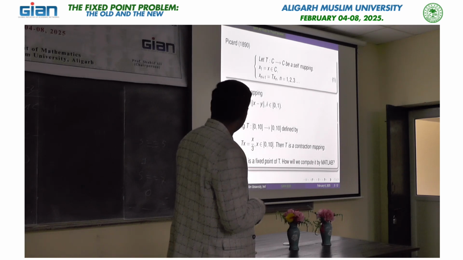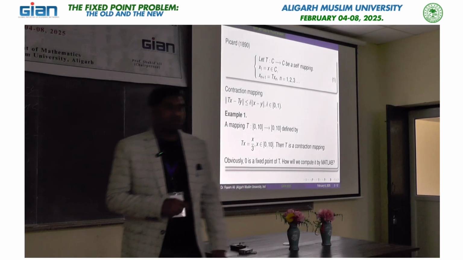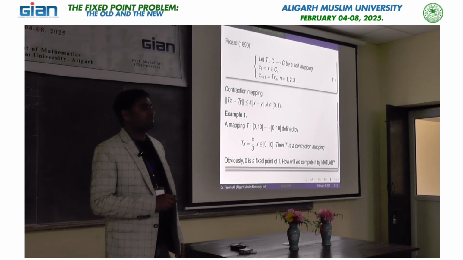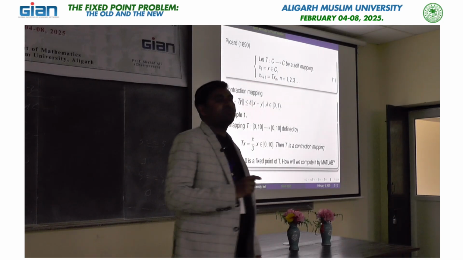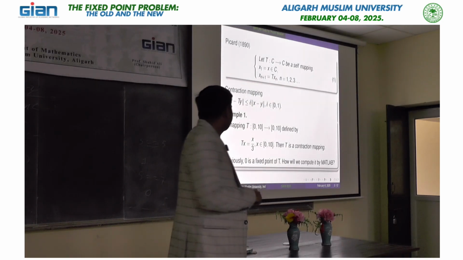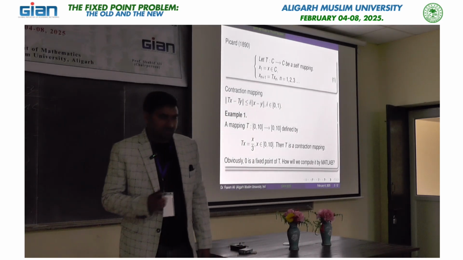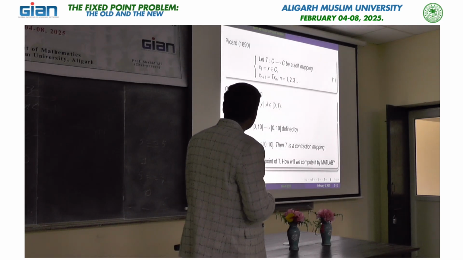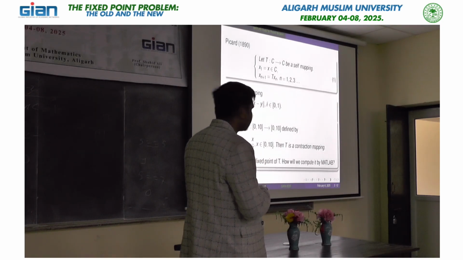Here we take this example: T defined on the closed interval 0 to 10 by Tx = x/3. Then obviously T is a contraction mapping with contraction constant 1/3, and obviously 0 is the fixed point of T. Then how will we compute it by MATLAB? In the next slide we will see the graph of the convergence of the Picard iterative method for this example.